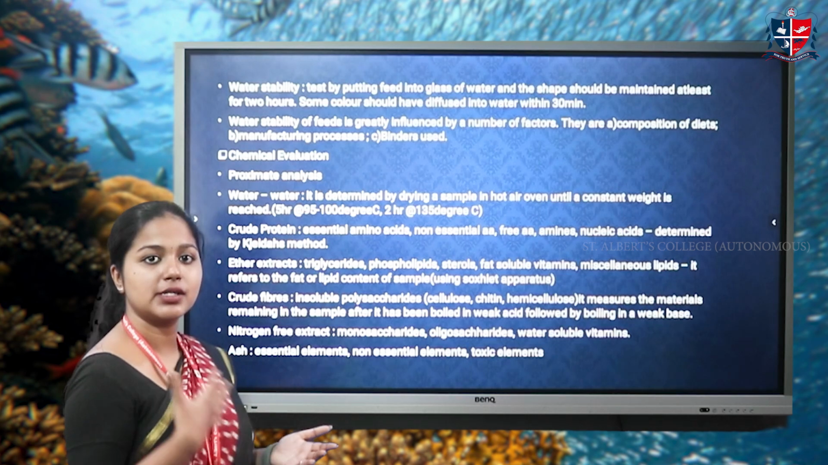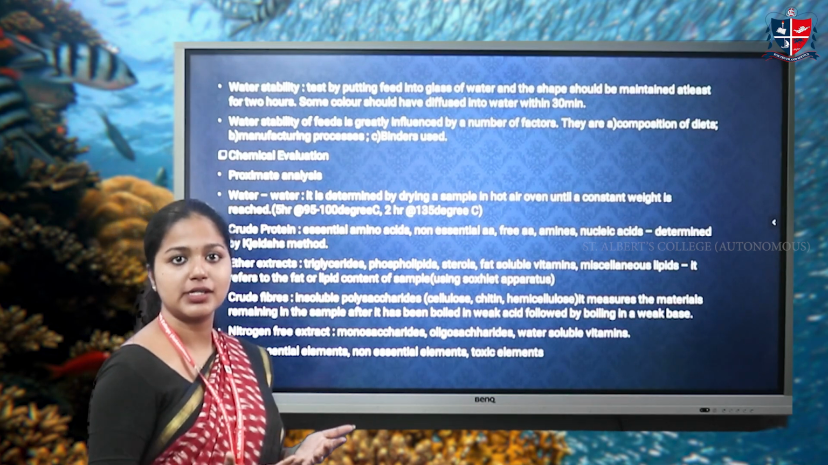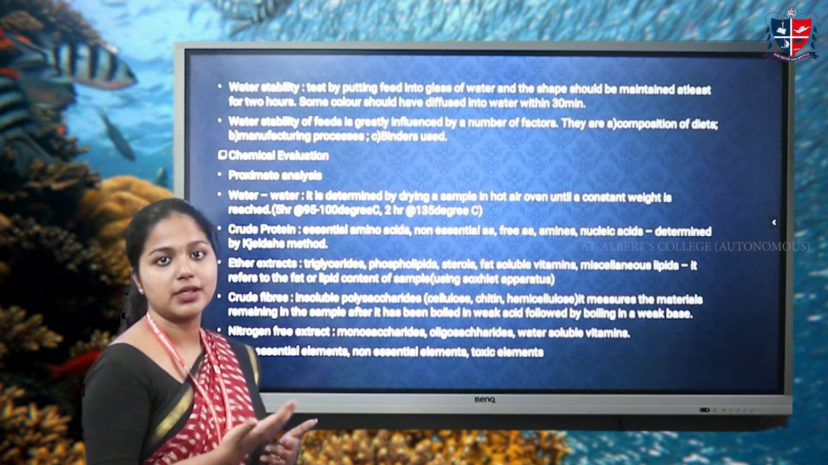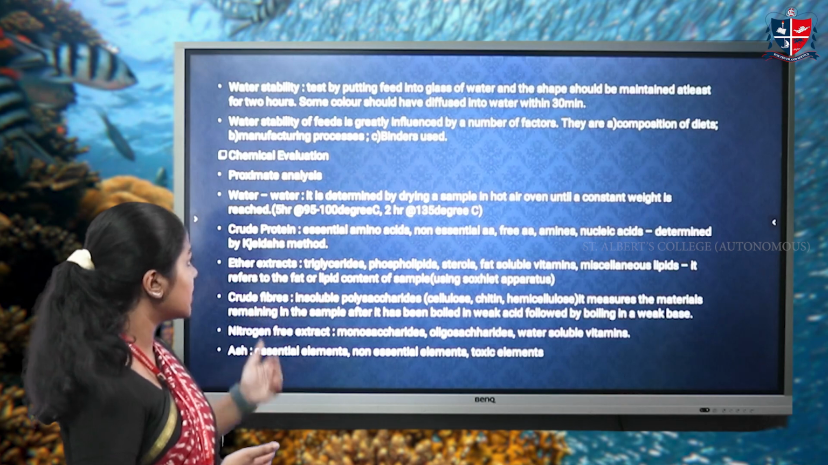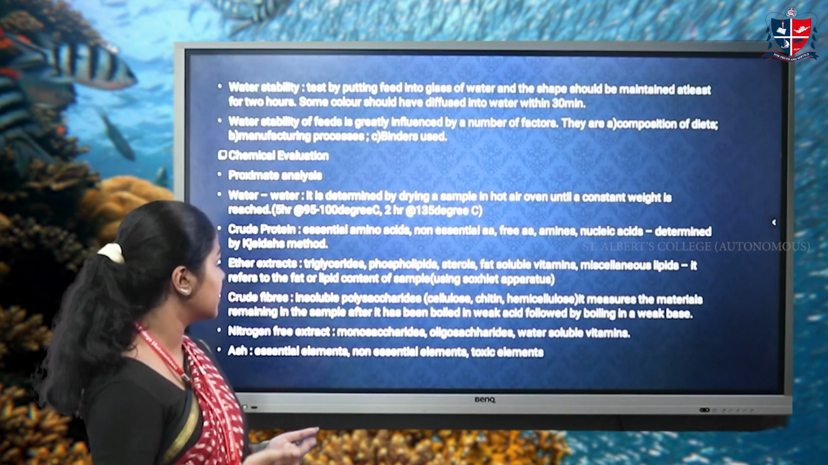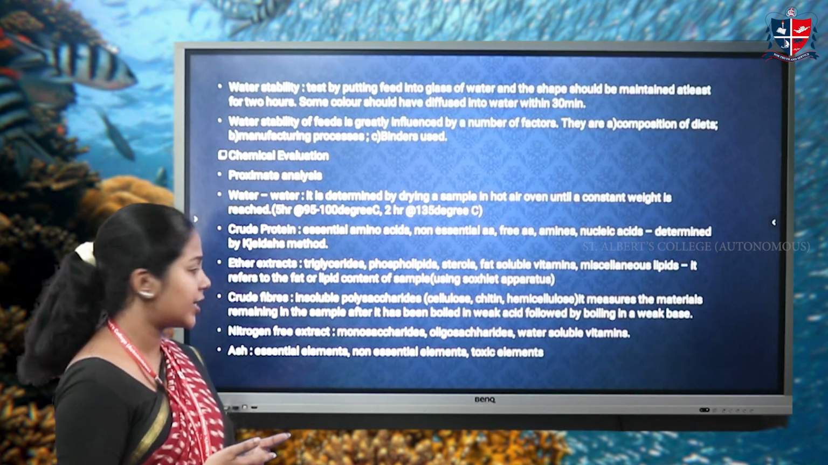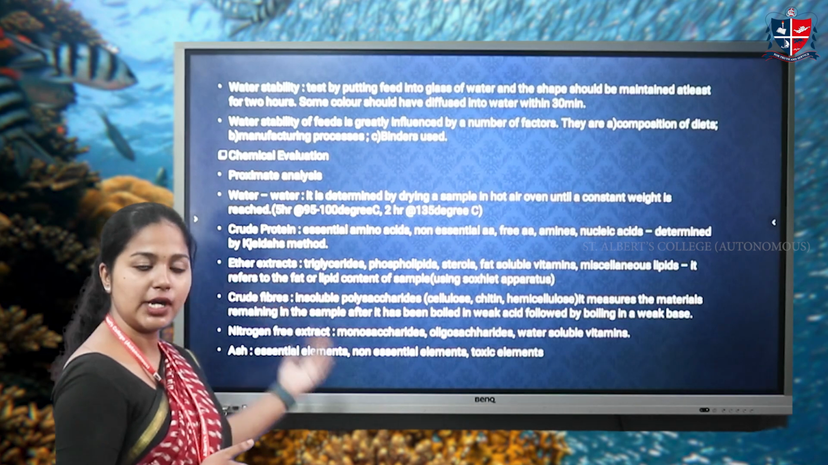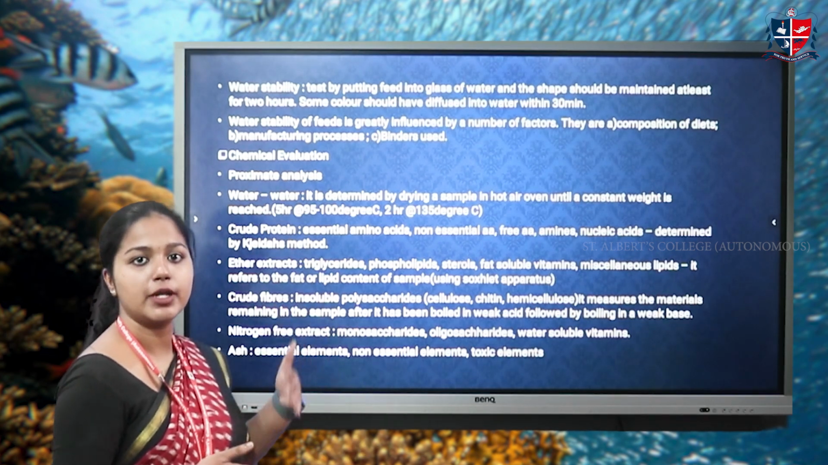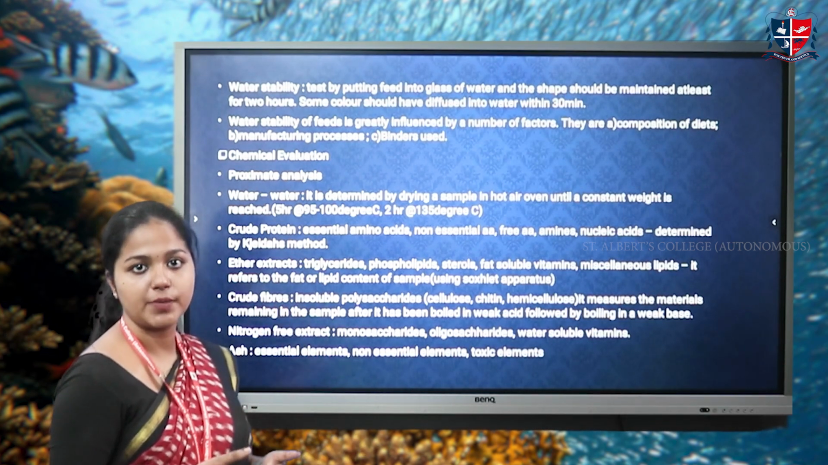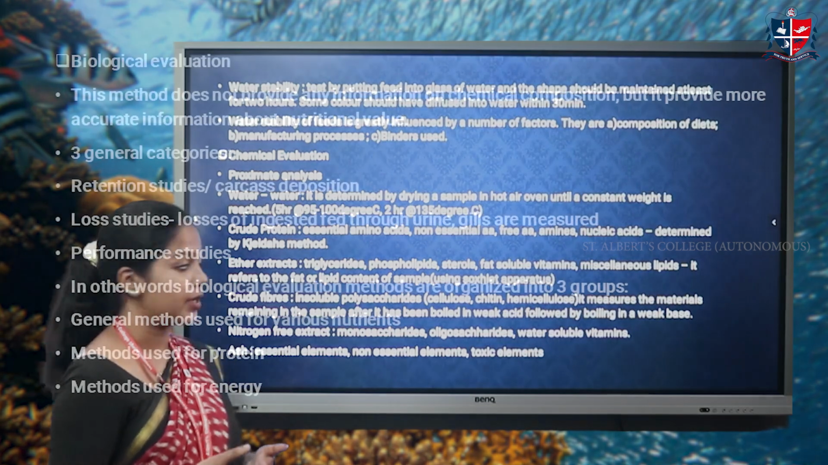So essential amino acids and non-essential amino acids, their composition is all looked at by the Kjeldahl method. And ether extracts like phospholipids, sterols, and miscellaneous lipids are determined by using the Soxhlet apparatus. And crude fibers, nitrogen-free extracts, and ashes have also been used for the proximate analysis for doing this chemical evaluation methods.